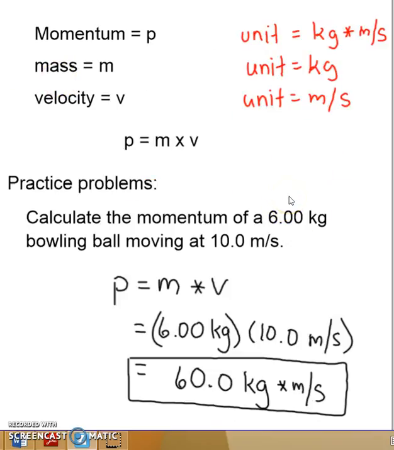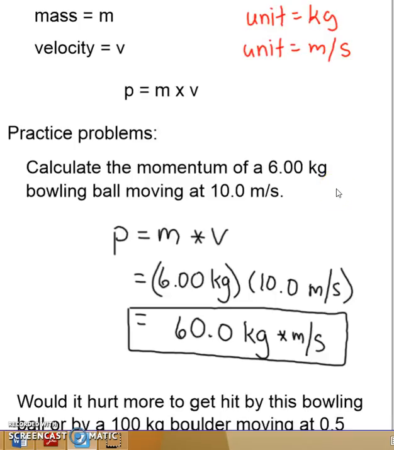So there is an equation for momentum. Let's look at the symbols. We use little p as momentum. We use little m as mass. We use little v as velocity. So here's our equation. Momentum equals mass times velocity. The unit for momentum is kilograms times meters per second. Ooh, that's a mouthful. The unit for mass is kilogram, and the unit for velocity or speed is meters per second. So we're familiar with these. The one for momentum looks kind of funky.